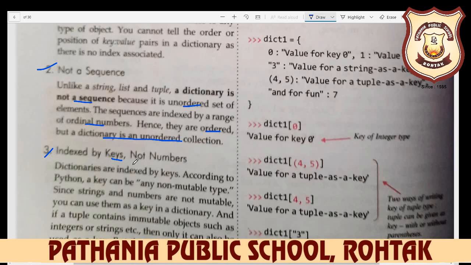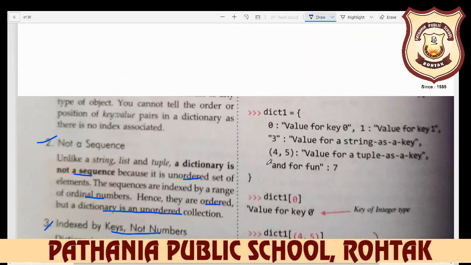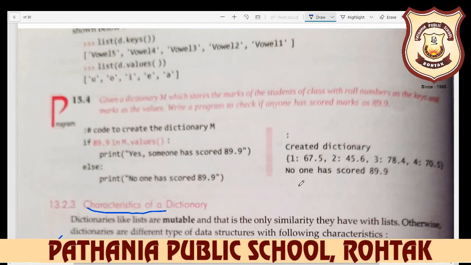Next, the characteristic of a dictionary is that it is indexed by keys, not numbers. Here, no numeric indexing is there. If you want to find any particular item or value, then you write down the key. So according to keys, indexing is there, but not numbering indexing like 1 2 3 4, and negative indexing like -1 -2 -3 -4. These types of indexing are not available in a dictionary.